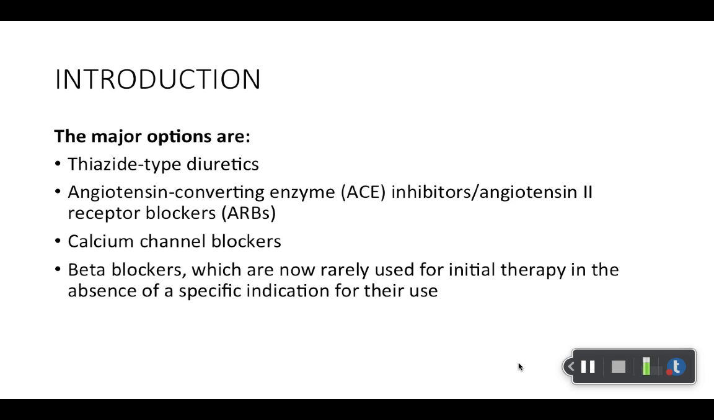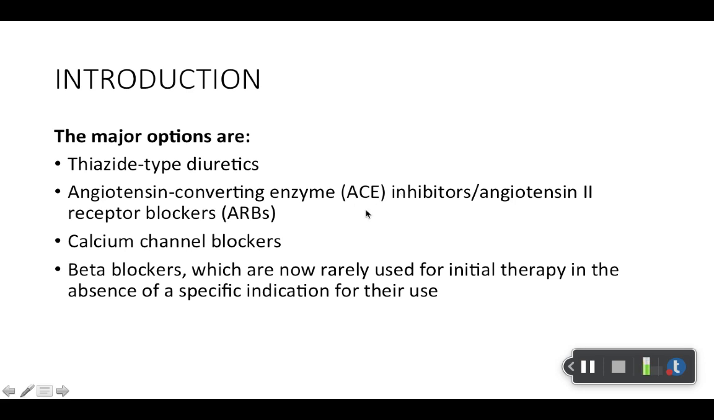However, you can safely stick to these top three options: thiazide type diuretics, the ACEs/ARBs, and calcium channel blockers. Those three are going to be your go-to for the majority of your patients and a good place to start for most of your patients.